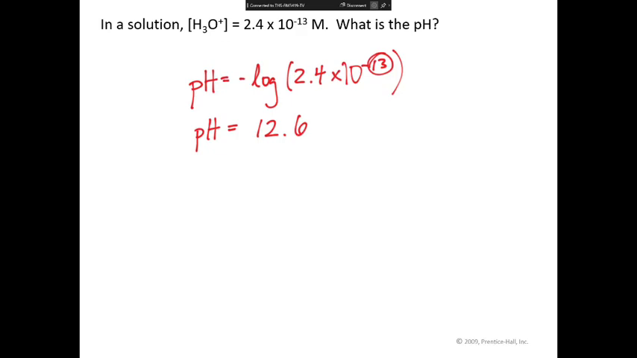Is the solution acidic or basic? Basic, because the pH is greater than 7.